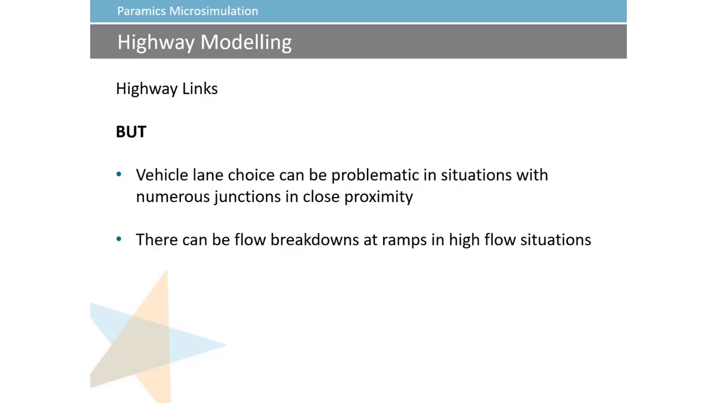But if you use highway links, there are a couple of potential issues. Vehicle lane choice can be problematic in situations, particularly where you have numerous junctions in close proximity. There can also be problems with ramps where you have high flow levels, where the flows can break down around the ramps at a higher rate than they would do with urban links, which we'll discuss in a second.